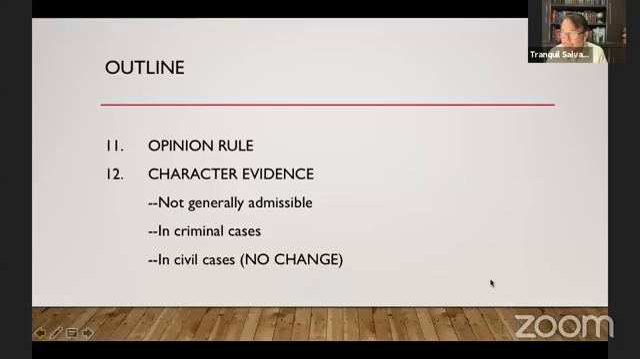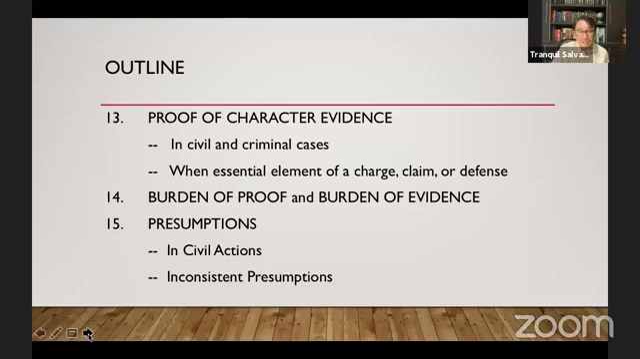Now, let us proceed. And on the last point on this proof of character evidence, on cross-examination, inquiry is allowed. So on cross-examination, there is reputation, which is also an opinion. On cross-examination, specific instances of conduct will be allowed. I will repeat, specific instances of conduct.